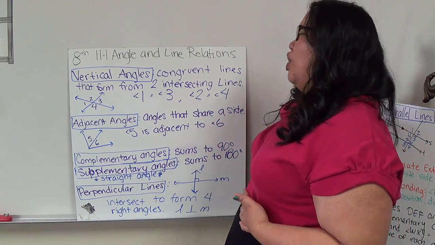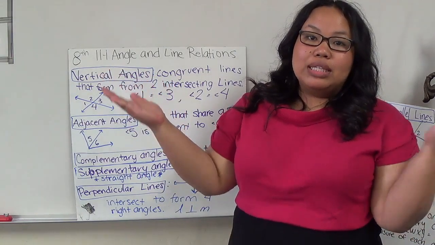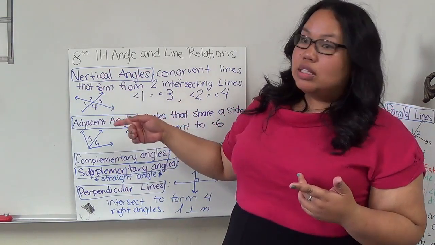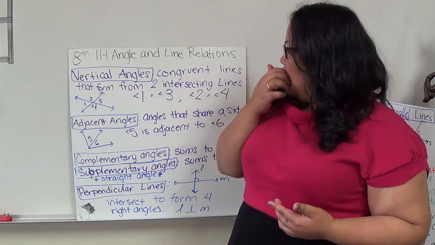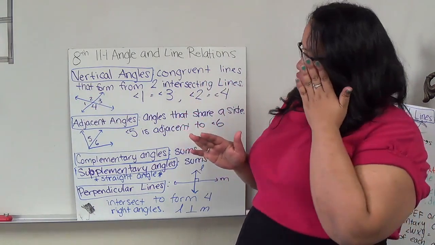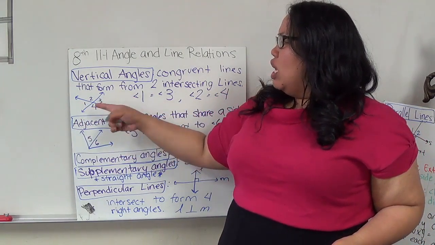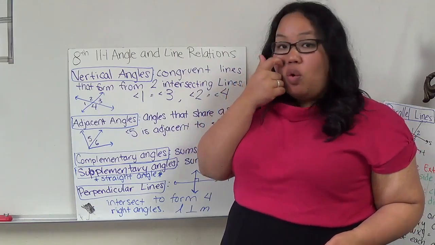The first one is called vertical angles, and vertical angles are formed when you have two lines that intersect. So these intersect, and it creates these angles that are opposite to each other, that kind of mirror each other, and these are called vertical angles. So 1 is a vertical angle to 3, and 2 is a vertical angle to 4.